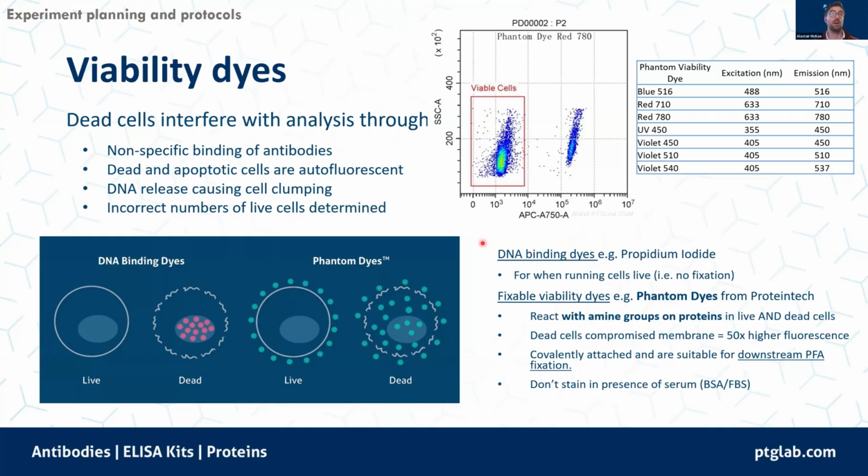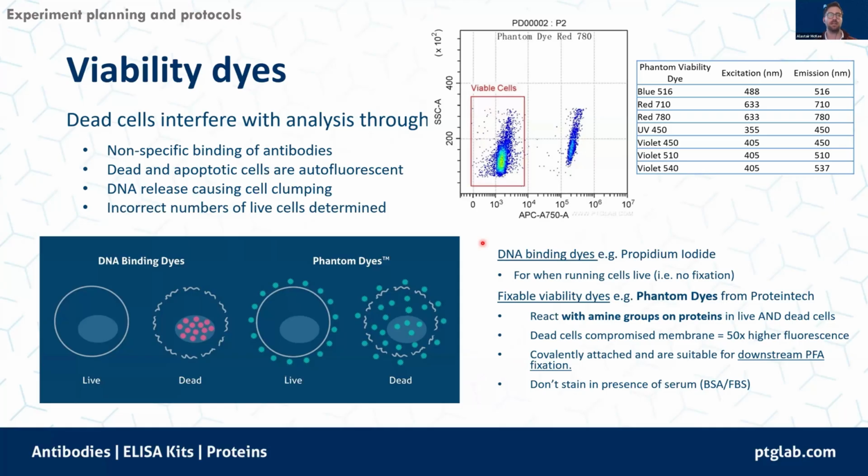Dead and apoptotic cells are also autofluorescent, and as a result of DNA release can cause cells to clump, which is a nightmare for your flow cytometer. So we use these viability dyes to see just how well we managed to do during our cell prep, and ensure that we look at cells that were live to know that the signal we're looking at is truly specific. Just two things to highlight here, and this is really in the context of whether you're running your cells live or whether you are going to fix your cells.